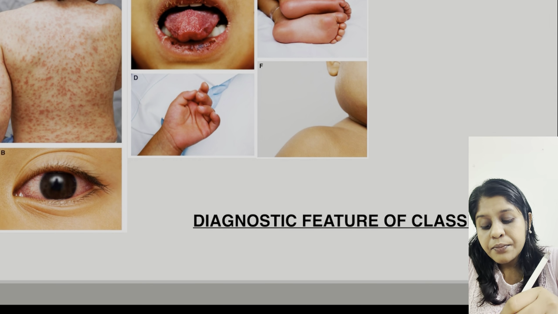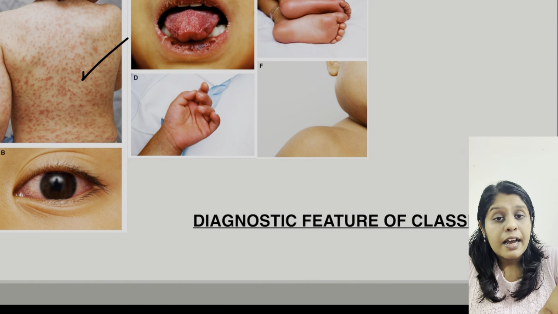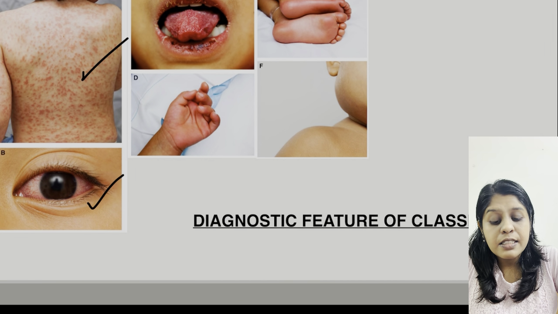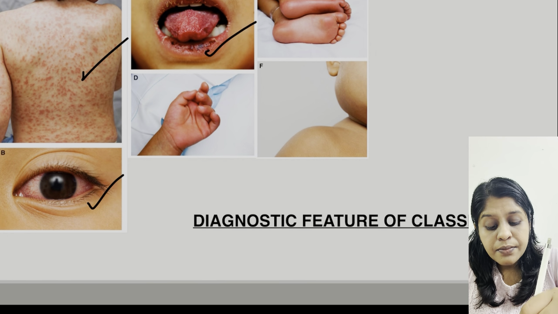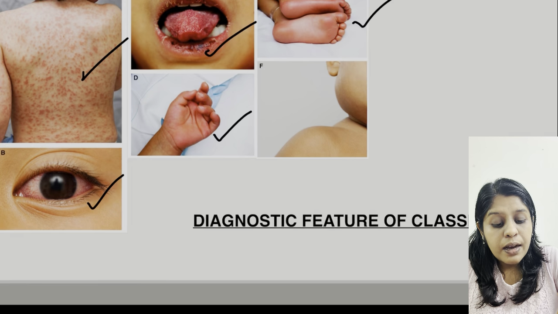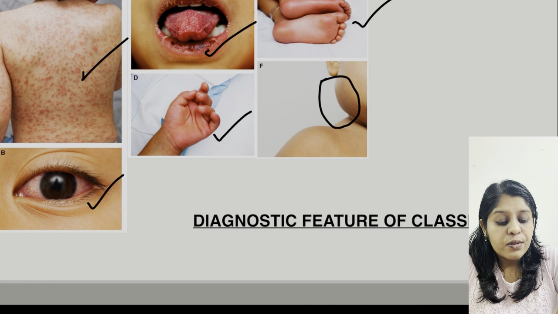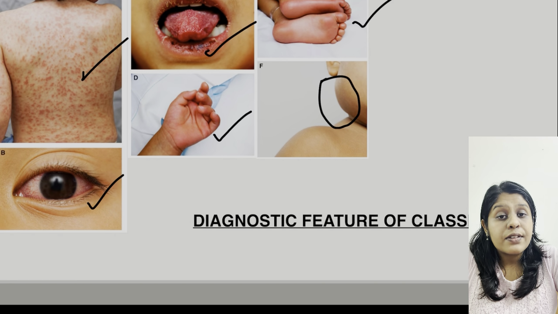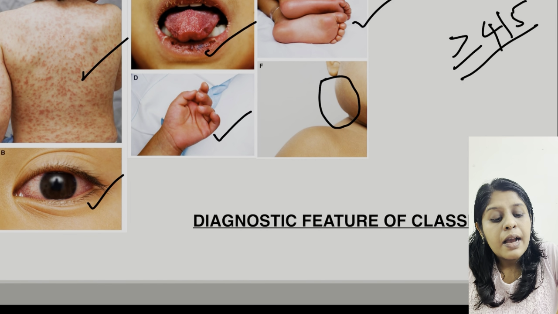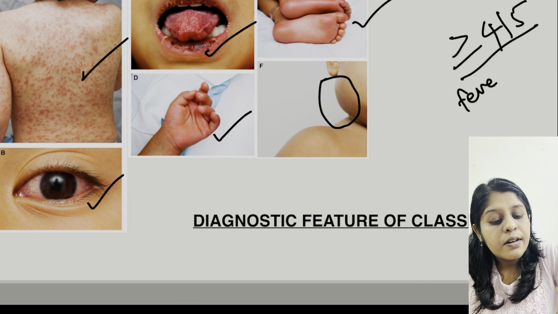So you have maculopapular or polymorphous rash, which is non-vesicular, non-purulent bilateral conjunctivitis, strawberry tongue and cracked lips, erythema of the hands and feet, and the cervical lymph node. So these are the diagnostic features of classical KD. The patient should have at least 4 out of 5 along with fever for 5 days.